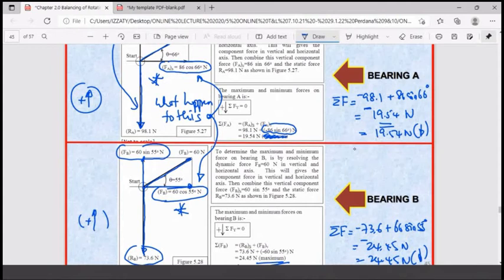This we call the axial force. This one is the principal force, the vertical force. Sometimes we don't call it vertical force; we call it the principal force. This one is the axial force. Why?